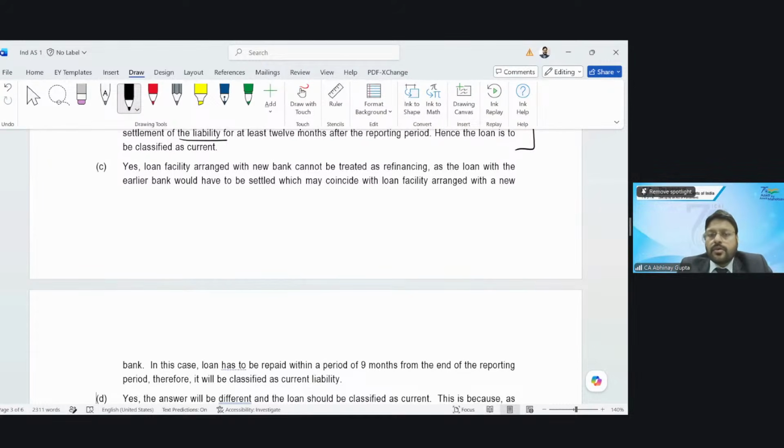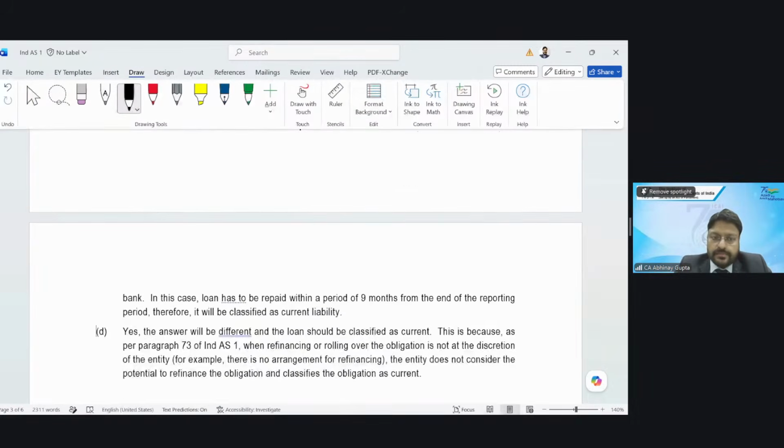Third situation, in case we get it refinanced from another bank, doesn't matter. So the first bank loan was balance transferred by the other bank. The loan is anyway sitting in our books, right? So it will not be treated as refinancing, but it will be treated as altogether a new loan from the new bank, right? And on the basis of the terms and conditions of the new loan from the new bank, we will classify: if it is repayable within 12 months from the reporting date, current. If it is repayable after 12 months from the reporting date, then non-current, right?